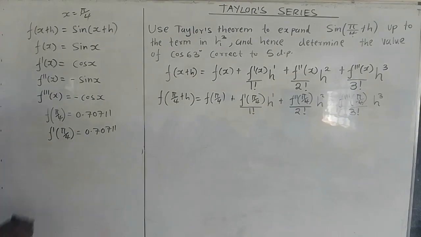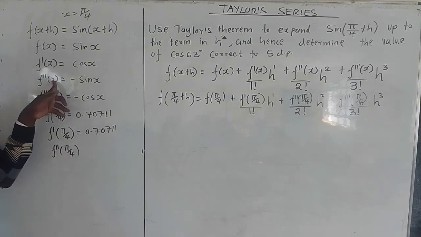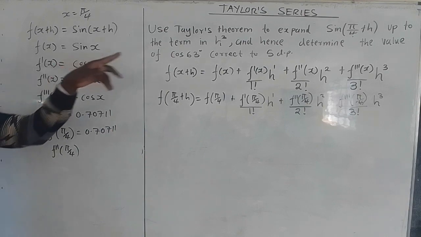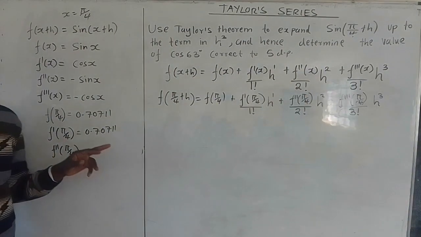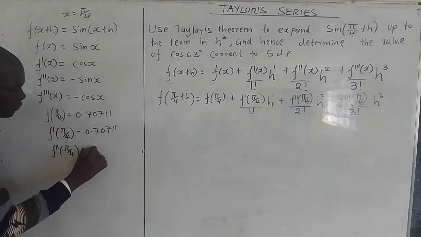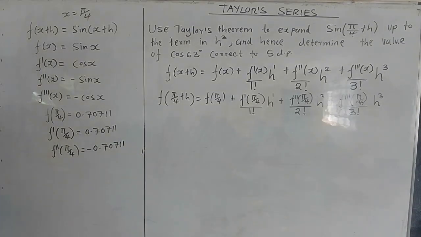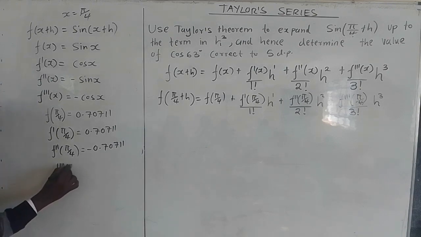f double prime of pi over 4. Here we have f double prime of x, isn't it? So f double prime of pi over 4, because our x is pi over 4, is negative sine pi over 4. That is negative 0.707. Are you seeing that? Are we together? If you are using the right calculator, you are going to get root 2 over 2, easier to work with instead of writing all these decimals all the time. Are you seeing that? Then you move to the next one. f triple prime of pi over 4.